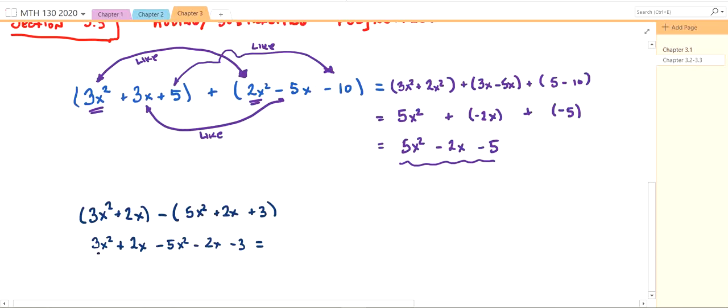Okay, now it's time to collect our like terms. So 3x squared minus 5x squared is negative 2x squared. And 2x, got this one and this one, 2x minus 2x is 0. And then we only have one constant here, so we just slap that in right there: minus 3. So our final answer is minus 2x squared minus 3.